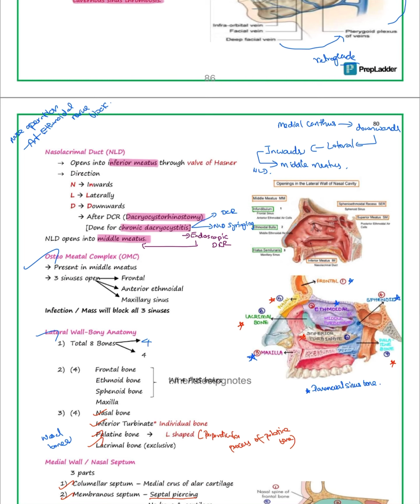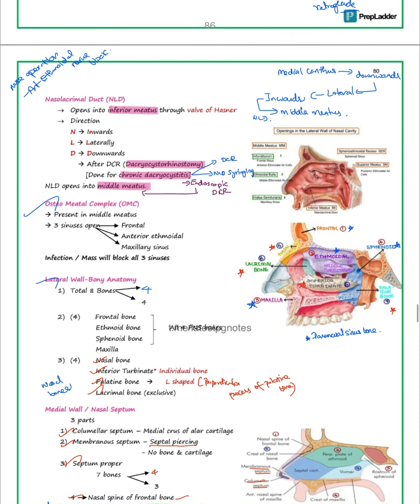Then we need to know about the ostiomeatal complex, a very important complex. It is present in the middle meatus, that is, it contains many groups of air cells, and also three sinuses open at the middle meatus: the frontal sinus, anterior ethmoid sinus, and maxillary sinus. So any infection in this ostiomeatal complex will cause a block of all these three sinuses.